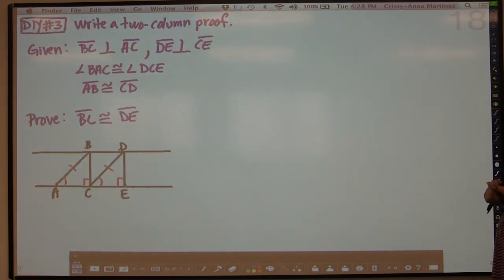Remember again that you're going to have to prove the triangle is congruent first, and then you can prove that BC is congruent to DE by CPCTC. So once you have done that, you will have completed your notes for this lesson, and I will see you in class, and thank you for watching.